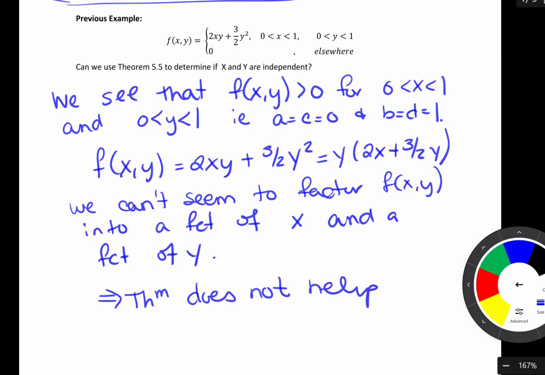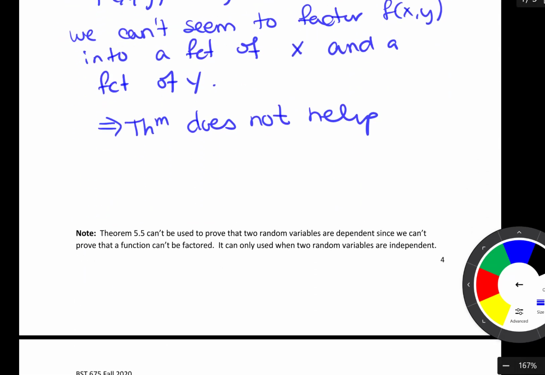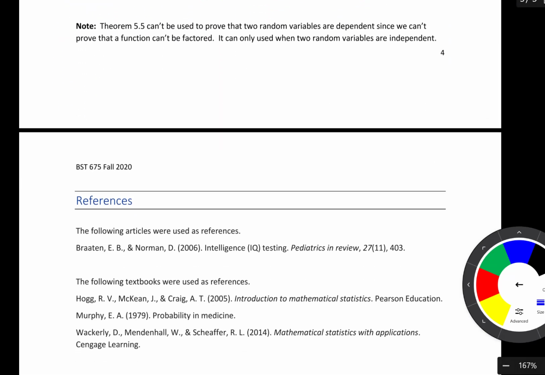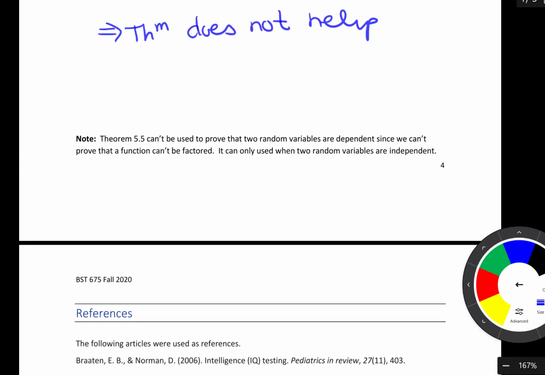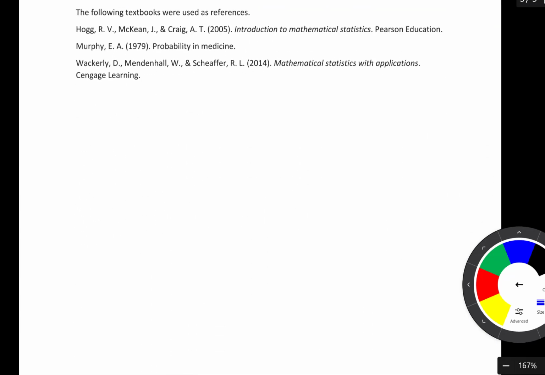So this theorem is helpful when we want to use it to prove two things are independent. It's not helpful if we want to show that two things are dependent. So we want to keep that in mind. So here at the bottom, I'm actually going to use a little bit of space on the very last page there. We're just going to look at one other example. So let's see an example where this could help us. So consider this distribution.